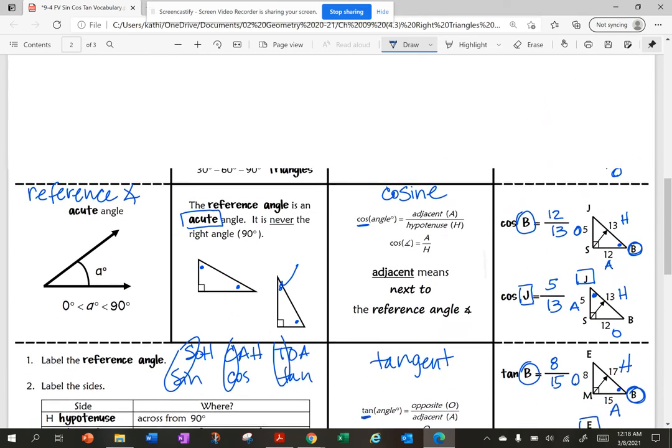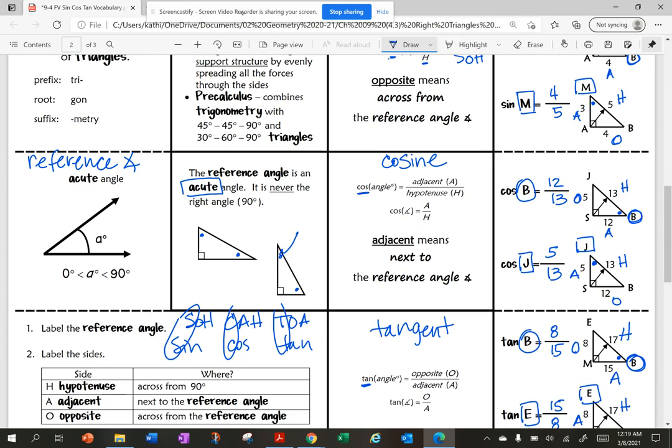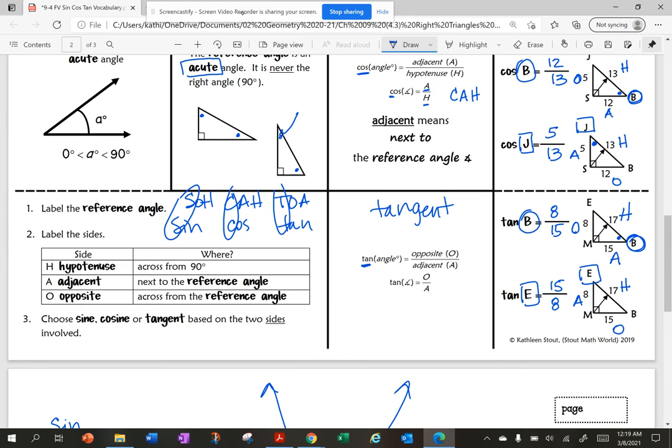Okay, so we have a little acronym that we use to remember these. I am going to show how I remember sine. I'm going to use the first letter of each, and we call that SOH. For cosine, we're going to use the first letter of each, and we call that CAH, C-A-H. And tangent, we're going to use the first letters, so T-O-A, so TOA.